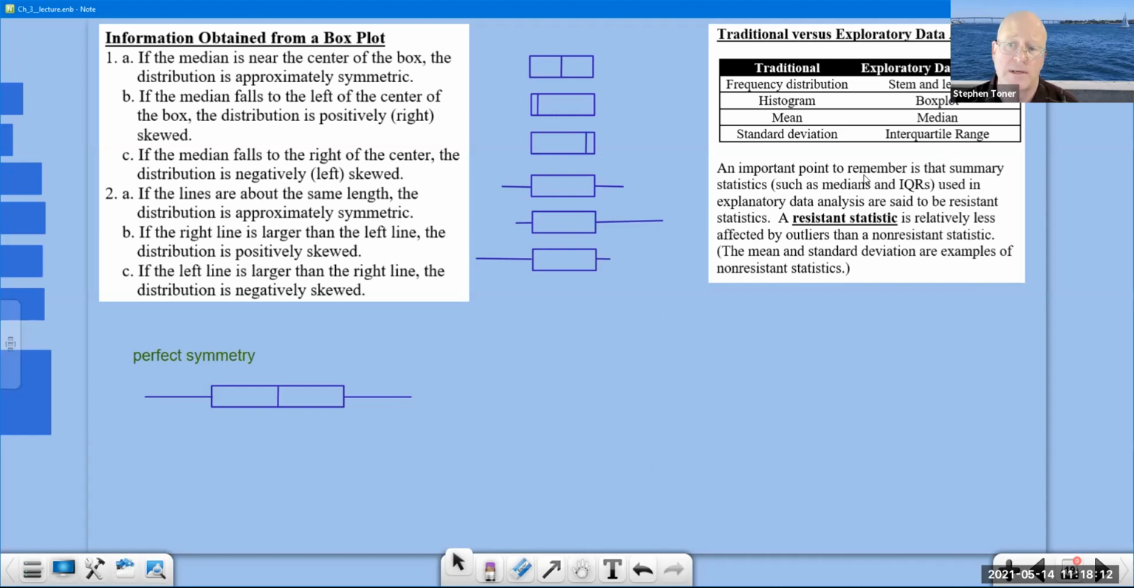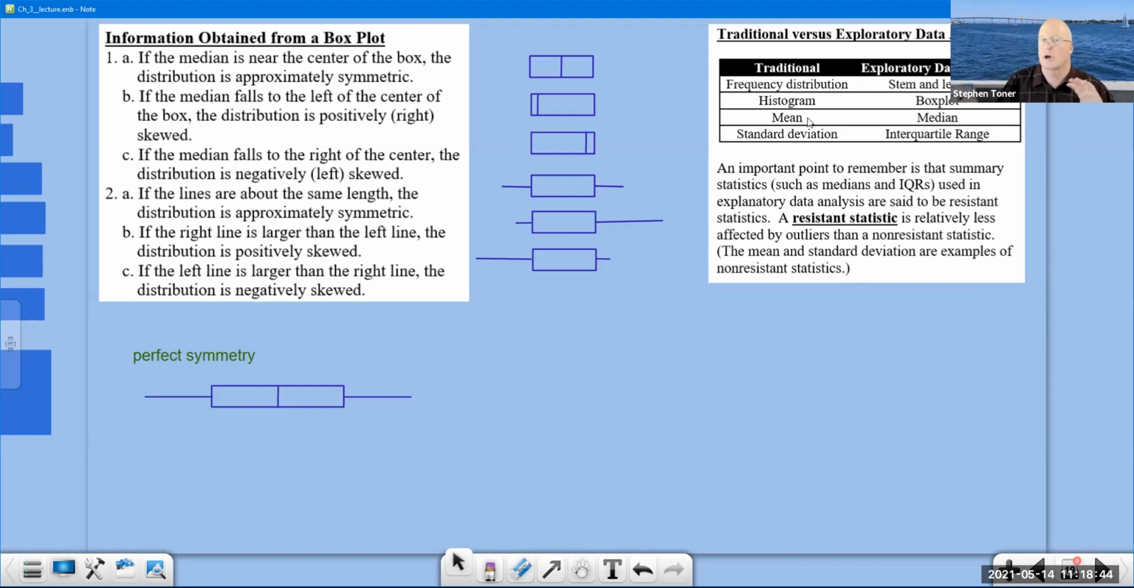Now, I've stated here an important point to remember is that summary statistics, such as the median and the IQR, which is part of this second column, used in exploratory data analysis are said to be resistant statistics. The median and the interquartile range are resistant. What does resistant mean? It means it is less affected by outliers than a non-resistant statistic. Less affected by outliers.